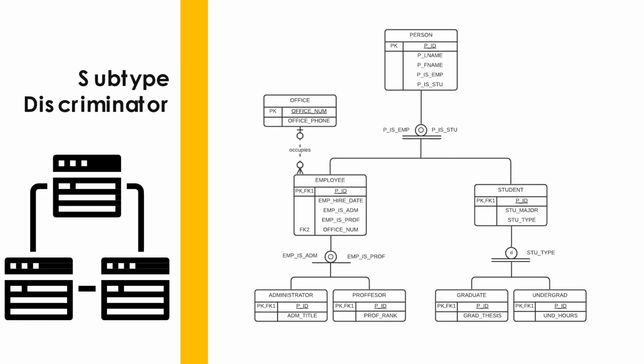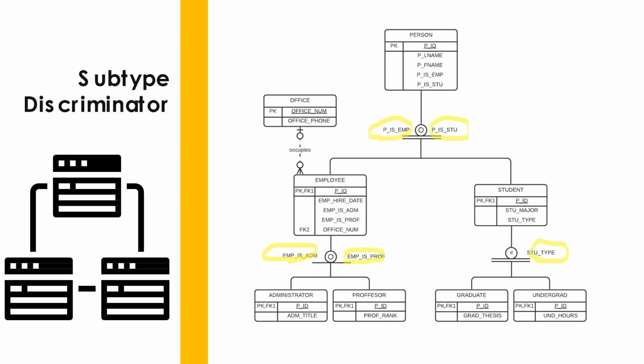In this slide, we can see several examples of subtype discriminators. We have P is M, P is 2, M is admin, or M is prof, and student type. As you can see, in some cases, you have multiple subtype discriminators. In some cases, you only have one. There is a difference between the two.